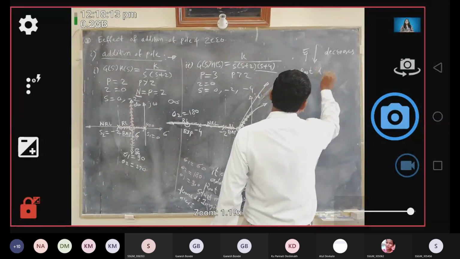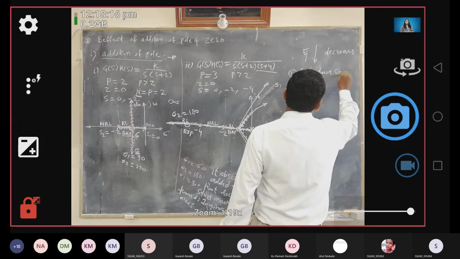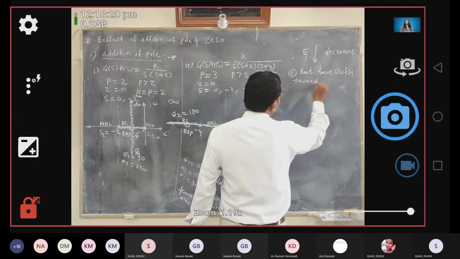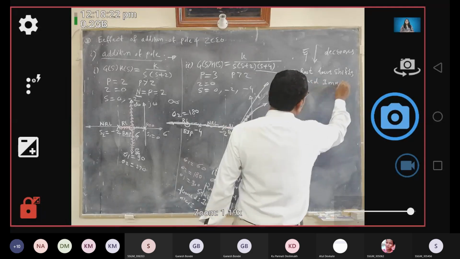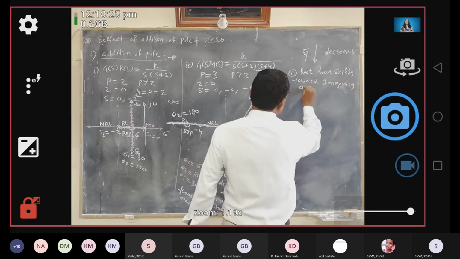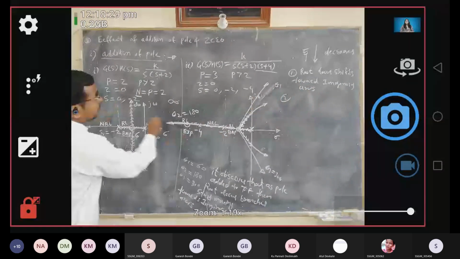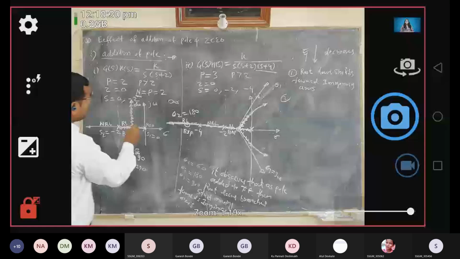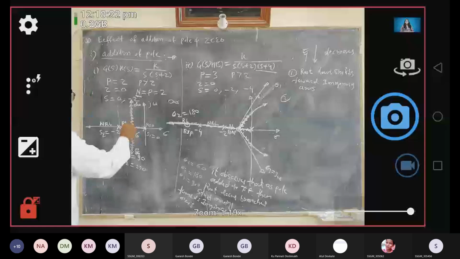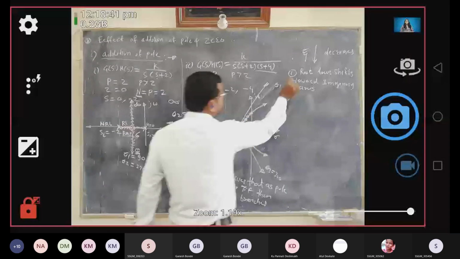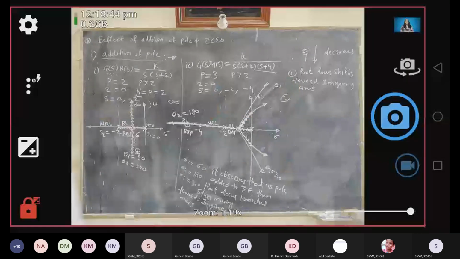Okay, so this first point is proved with the help of these two examples. You see, these root locus branches are not diverting towards the imaginary axis, but due to the addition of a pole, the root locus branches are moving towards the imaginary axis. Then the second one: the value of k decreases.